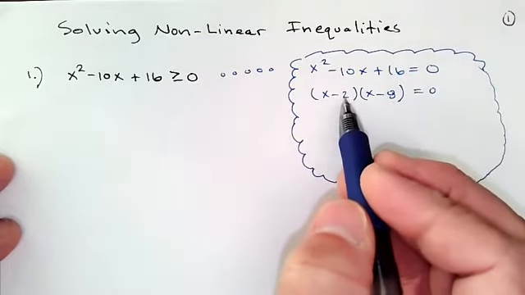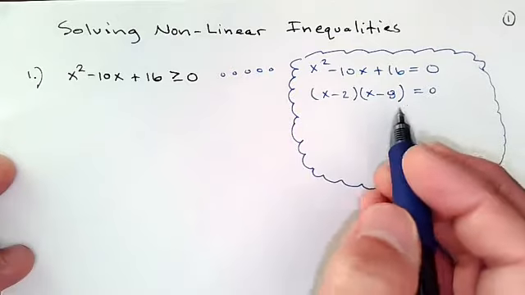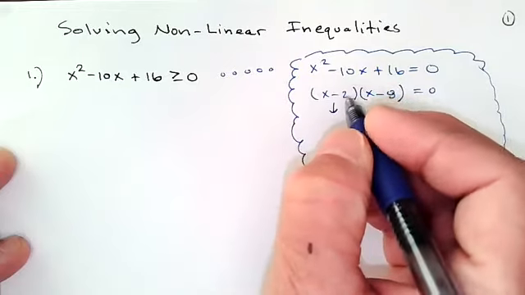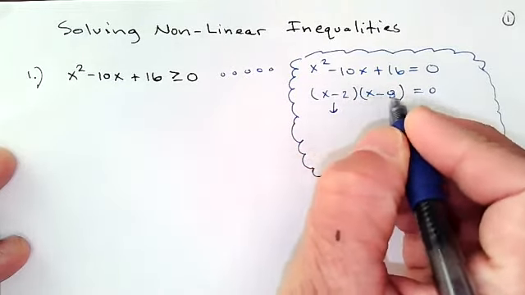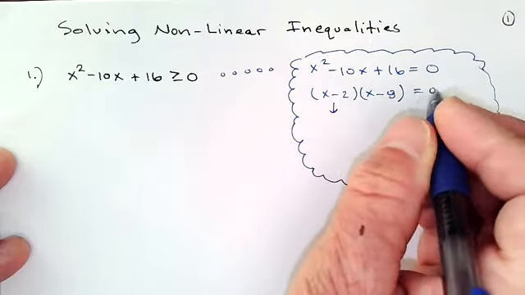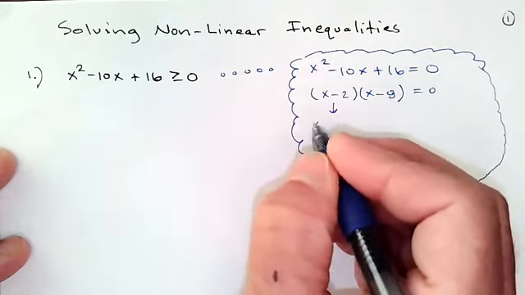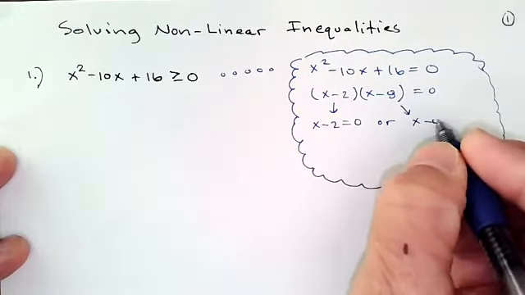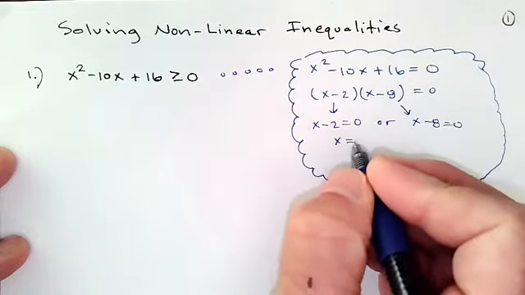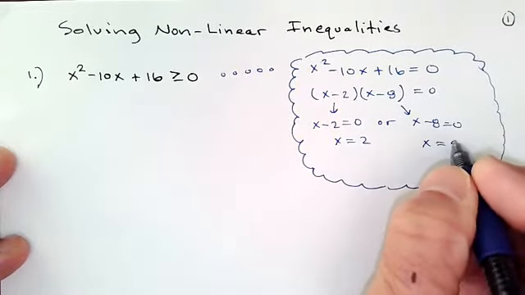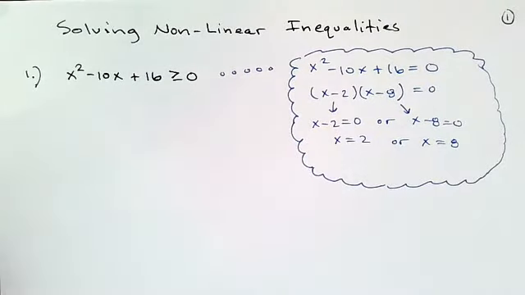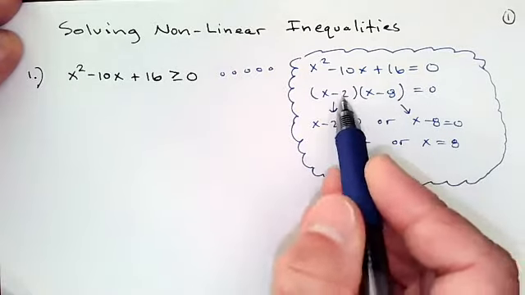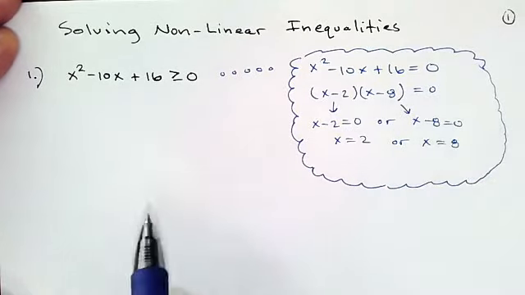And many of you probably know, once you get it to here, your solutions, your answers for x would just be 2 and 8. And why is that? It's because if you have something times something, x minus 2 times x minus 8, equal to 0, it means either x minus 2 is equal to 0 or x minus 8 is equal to 0. And that's how we get our two answers of 2 or 8. It's called the zero product property, right? If two things multiply together equal 0, one of them has to be 0.